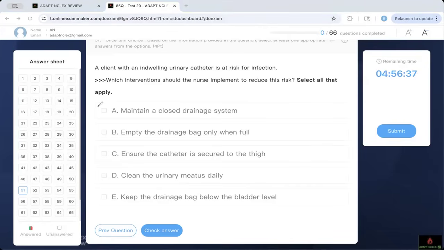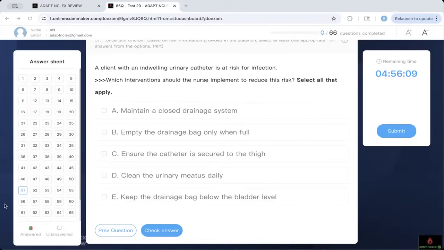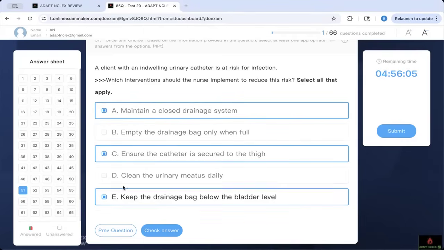What do you think? Of course, a closed drainage system will prevent infection. You don't empty the bag only when it's full. When it's two-thirds full, you should do that. Ensure the catheter is secured to the thigh of the individual. Excellent. And then clean the urinary meatus daily. Very, very important. And keep the drainage bag below the level of the bladder so that it can drain. When you put it above the level of the bladder, it affects drainage. And therefore, A, C, D, and E are your right answers.